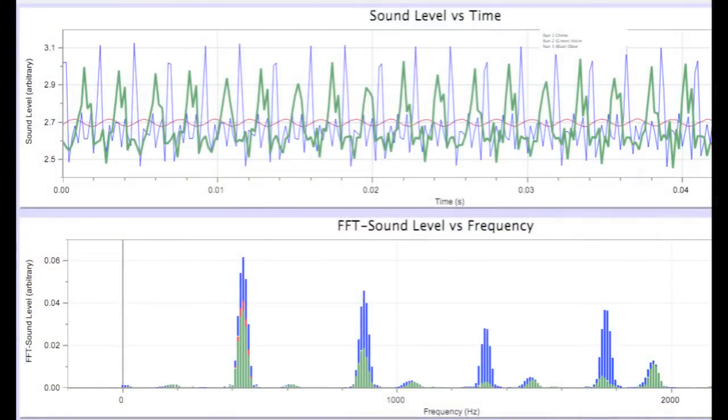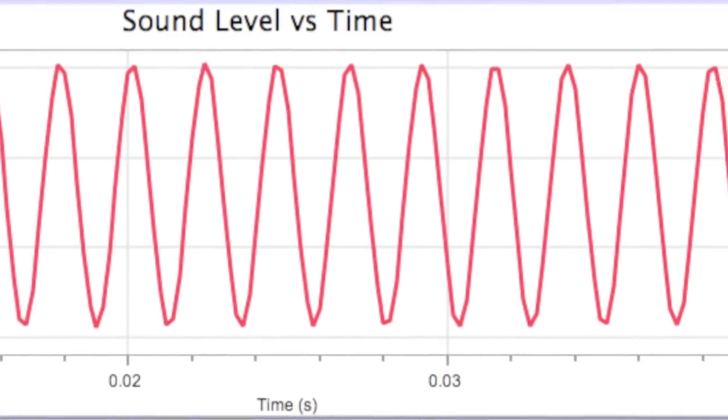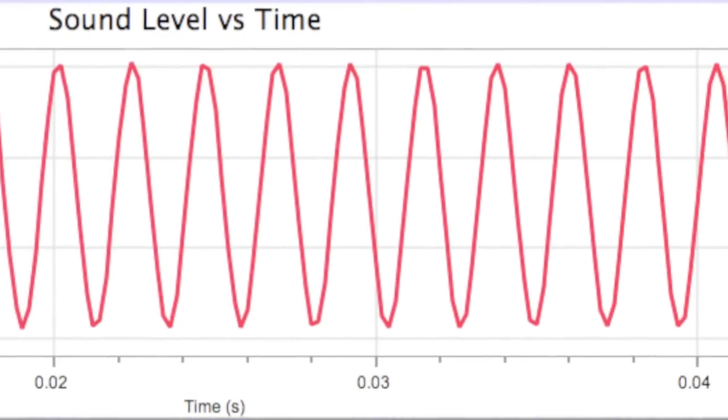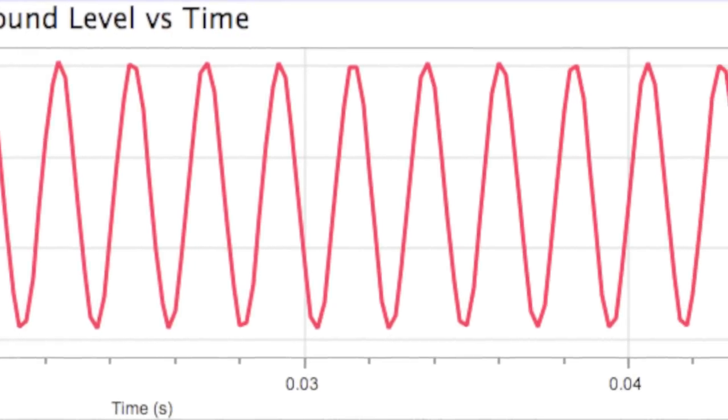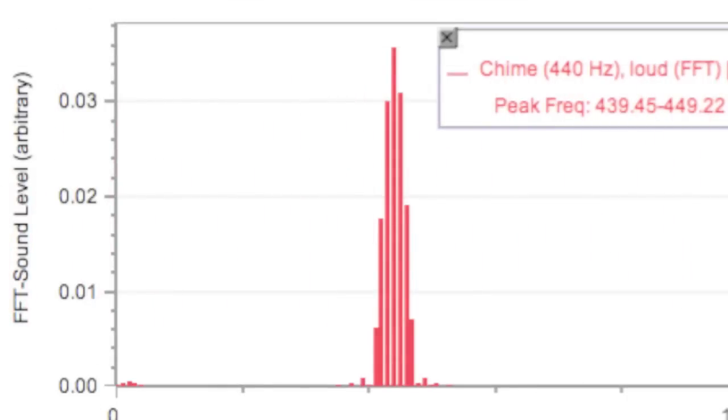So what we're looking at are graphs of the chime sound and the oboe sound and the violin sound. You know from video 1 what the chime looks like. It's a pretty simple, repeating, wavy look on the time plot, that is the upper of the 2 graphs. And on the bottom graph, the FFT plot, the frequency plot, it's a single spike.